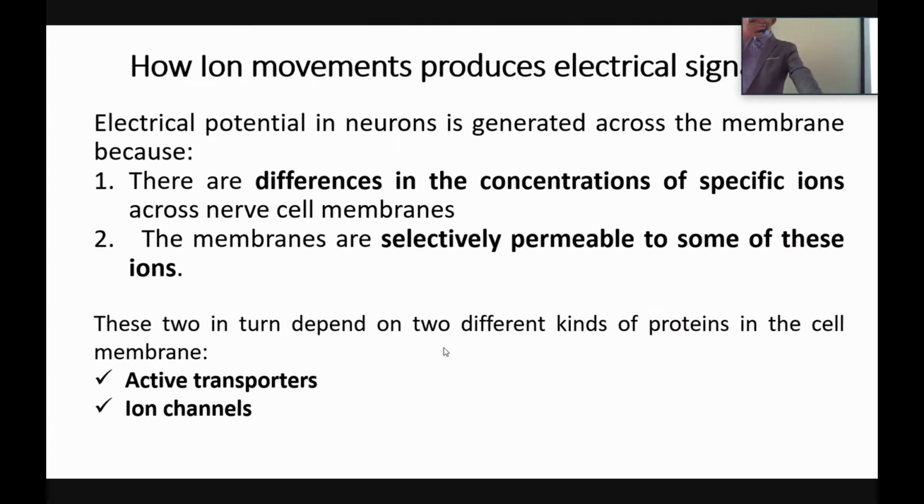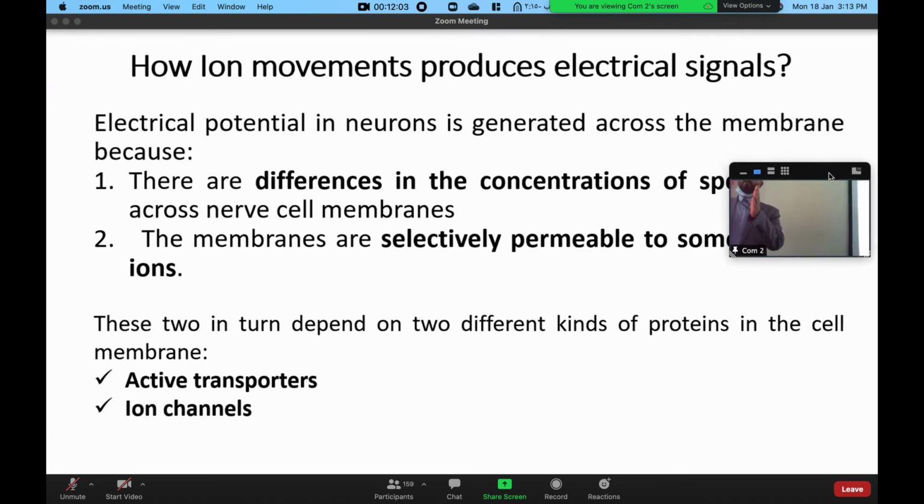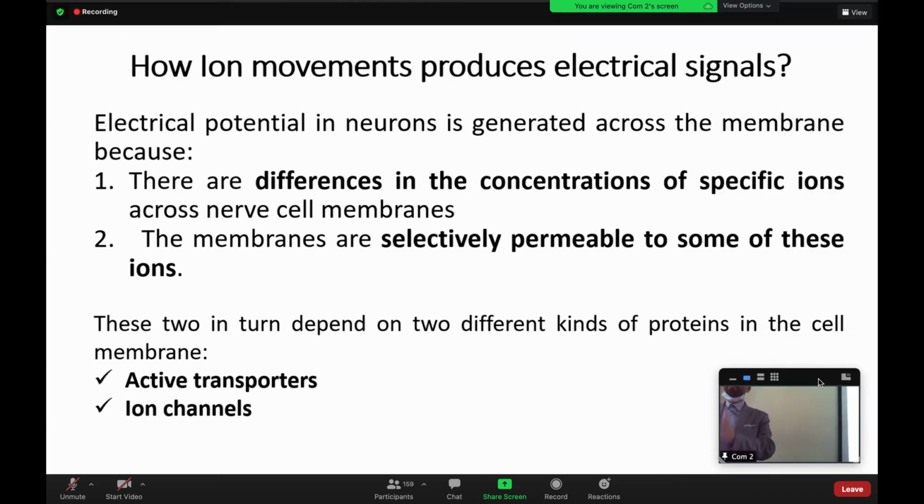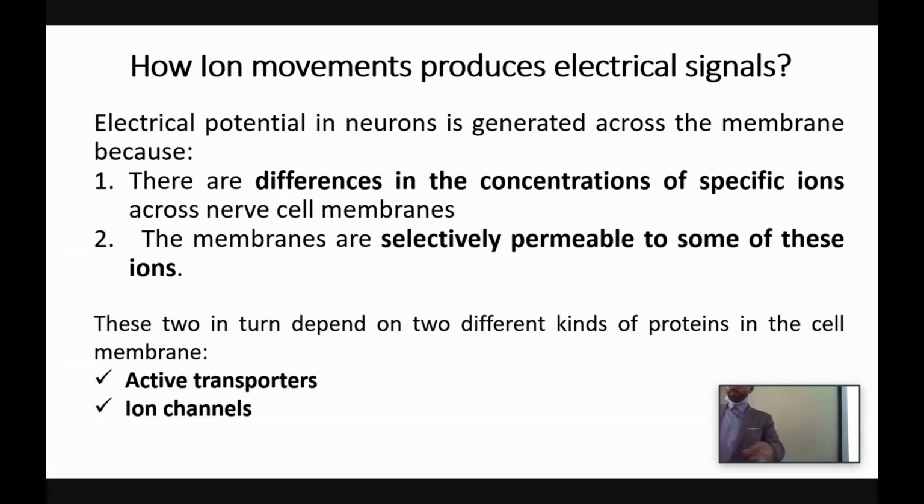Why is there an electrical potential, why do ions move? It's because there is a concentration difference between inside and outside the cell. And in addition to the concentration difference, there are channels which are selective to particular ions over other ions. This is a very general introduction. We'll go into more details in a second.